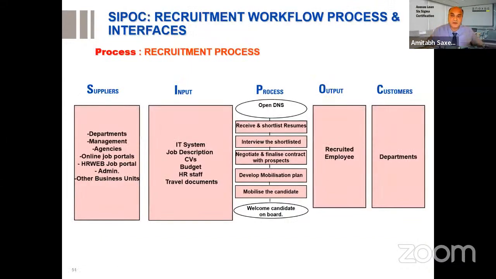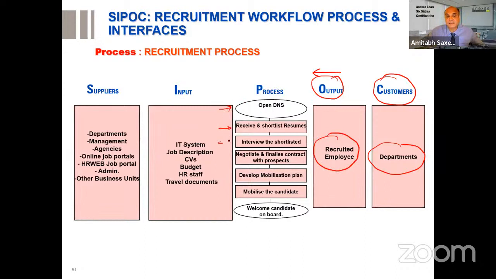So first we start with a CPHQ. When you do a CPHQ, it's always better to do a CPHQ from right to left. So identify your customers. Here the customers are the departments for whom we are recruiting. Then the recruited employee is the output. Then we look at the process steps, where we look at the basic 4 to 5 high-level process steps, which are leading to the recruitment. And then we look at the inputs. And these inputs are coming from some suppliers.